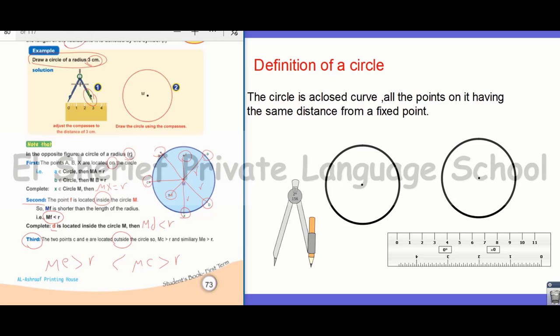The third type, outside the circle, like C and E. So we notice that MC is more than the radius and ME is more than the radius.